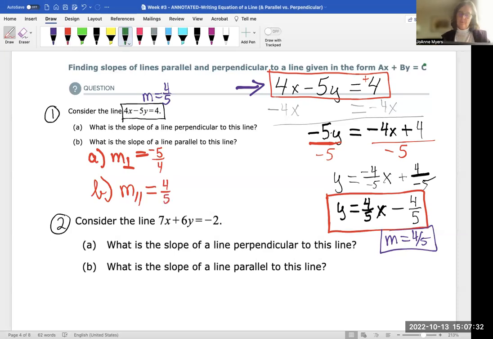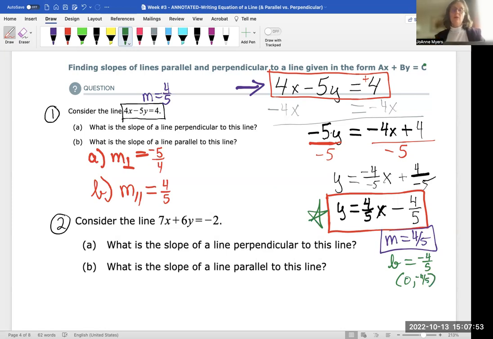Now, from this format here by the green star, we know our y-intercept is -4/5. So 0, -4/5 is a point on the line. This question is not asking that. I'm just trying to tie the prior knowledge to this.